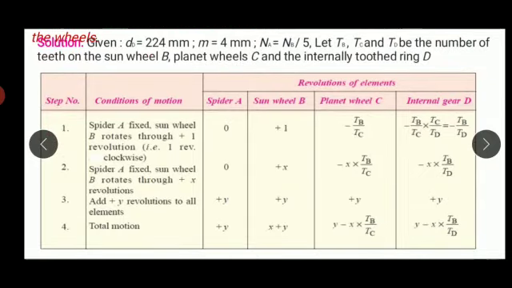And in the final step, for the total motion we are required to add row 2 and row 3. Therefore, for spider A, the speed is Y. For sun wheel B, the speed is X plus Y. For planet wheel C, the speed is Y minus X TB by TC. And for internal gear D, the speed is Y minus X TB divided by TD.